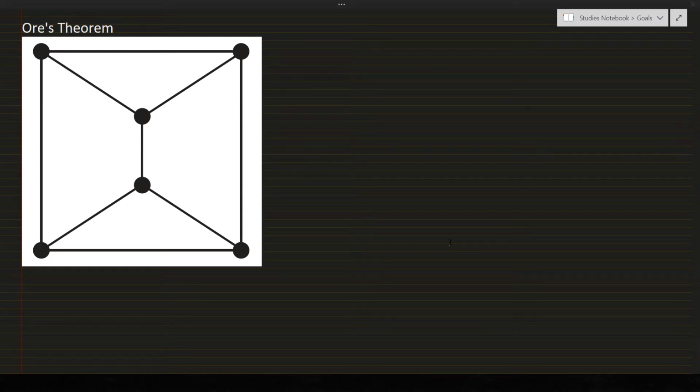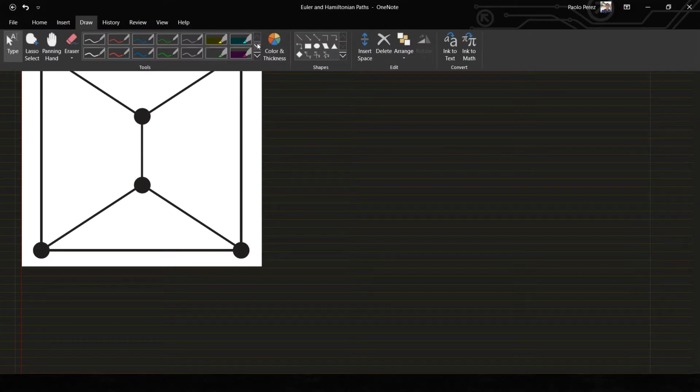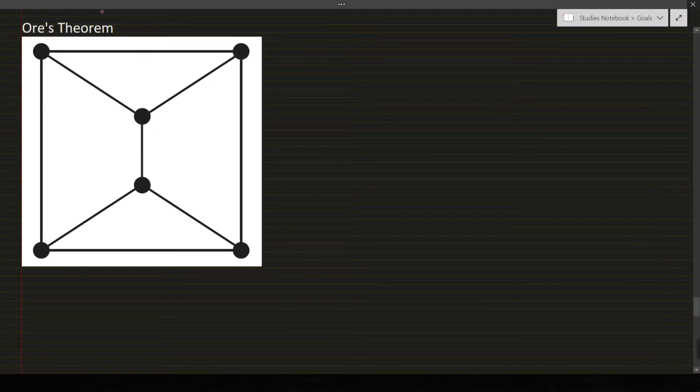In this video, which is the continuation of the first video, I will be giving examples on how Ore's theorem will be solved. So let's start by looking at this graph. First, we will label it. So this is vertex A, vertex B, vertex C, vertex D, vertex E, vertex F.